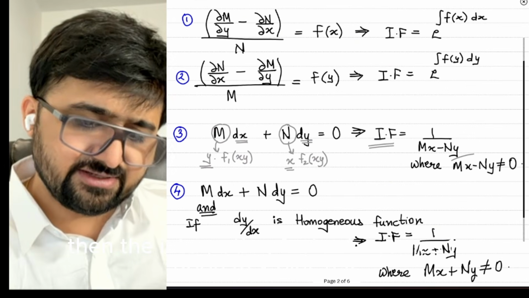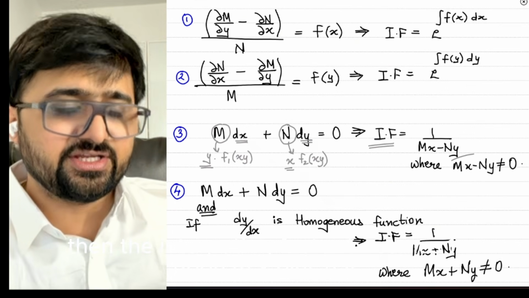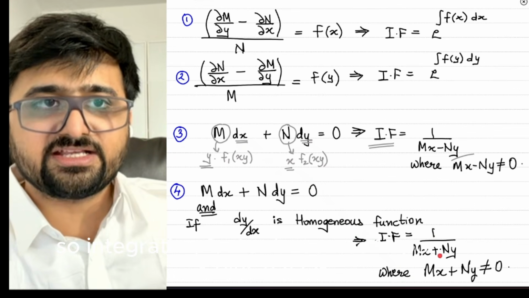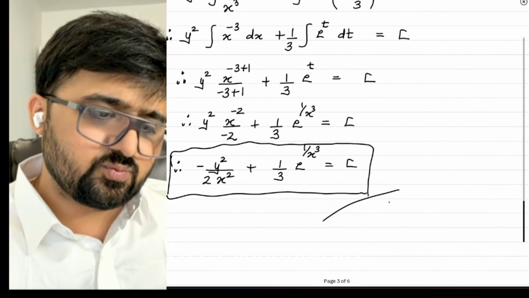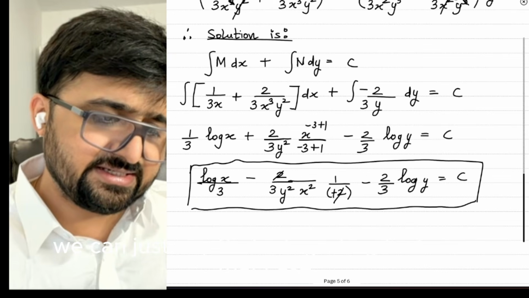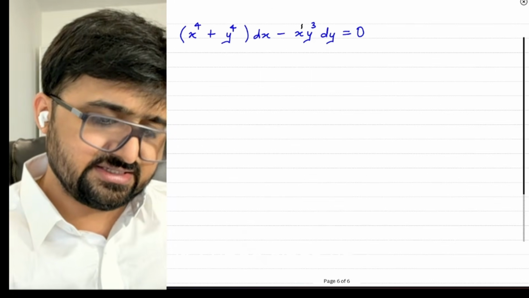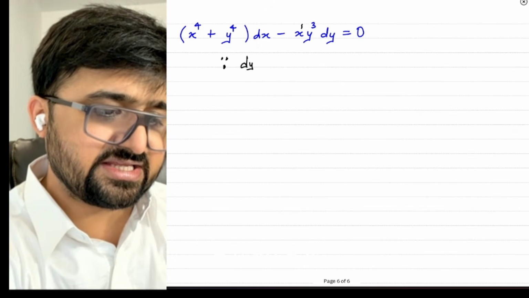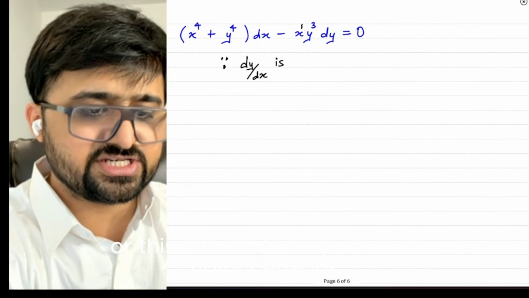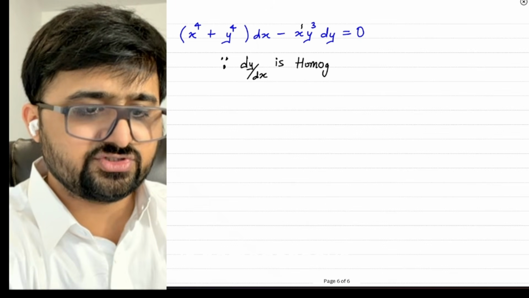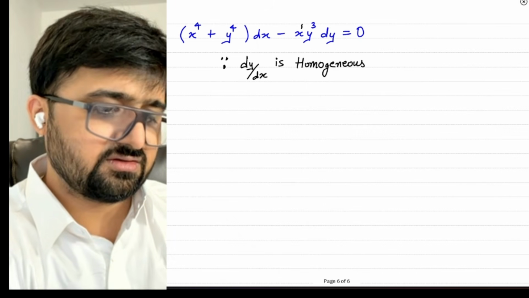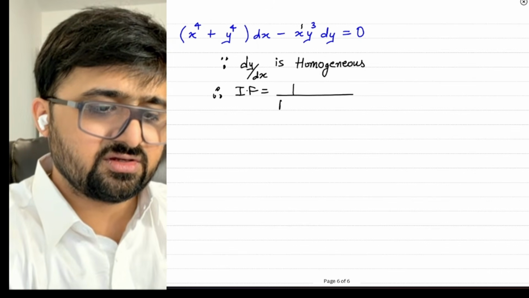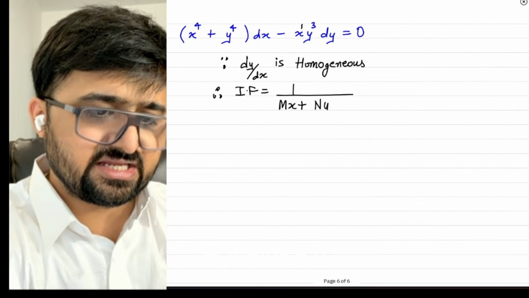Whenever your dy by dx is homogeneous, basically whenever the power of all the terms in the polynomial is same, then the integrating factor becomes 1 upon mx plus ny. So that means dy by dx is a homogeneous function, so integrating factor becomes 1 upon mx plus ny. Since this differential equation is homogeneous, we can just say that integrating factor is 1 upon mx plus ny.